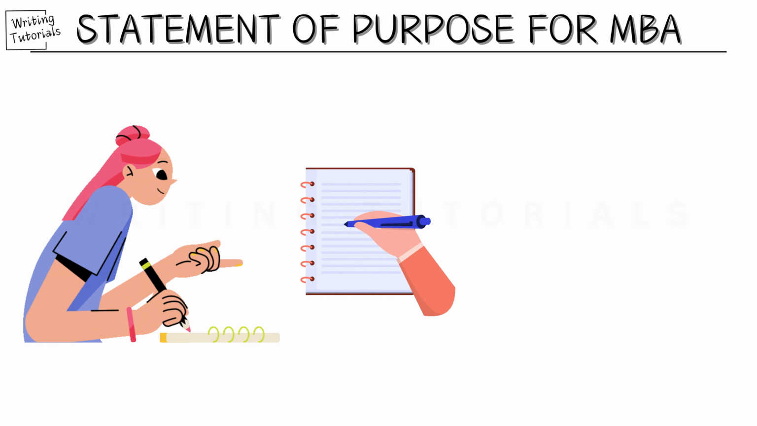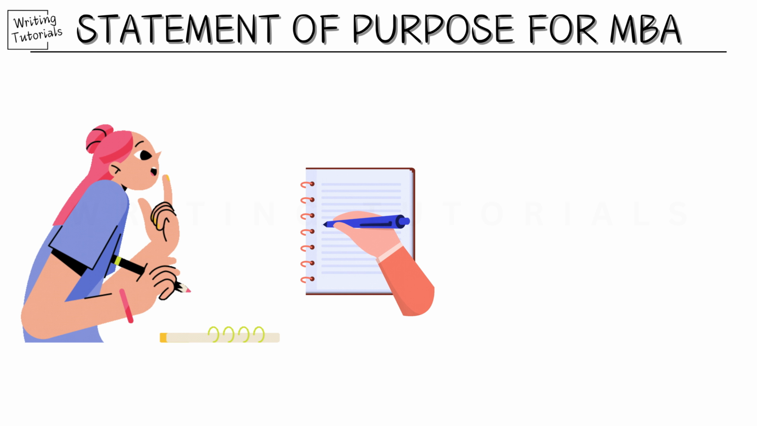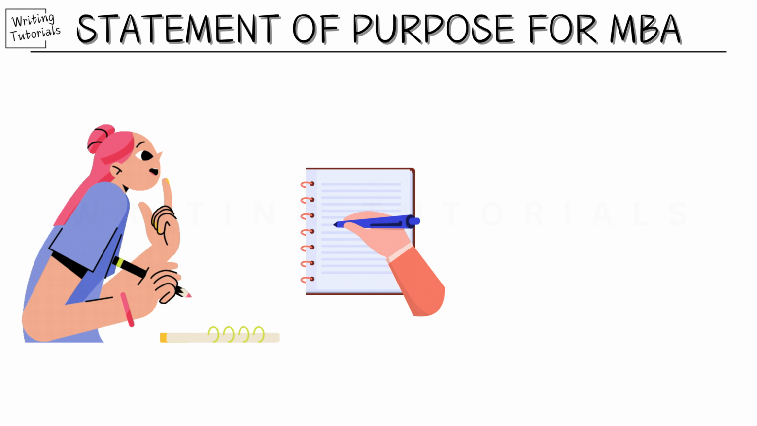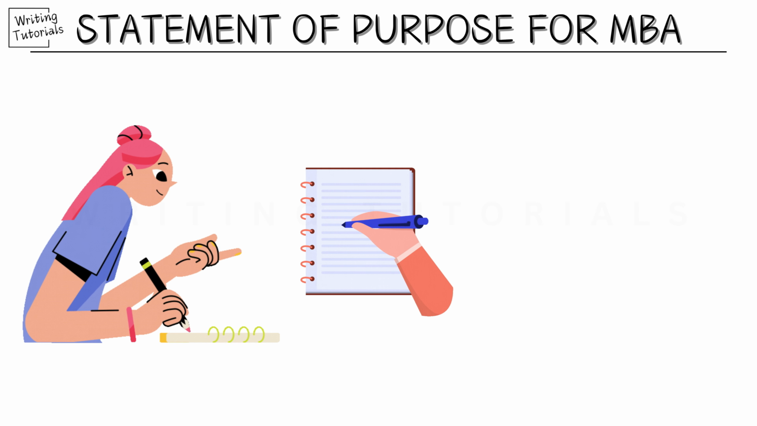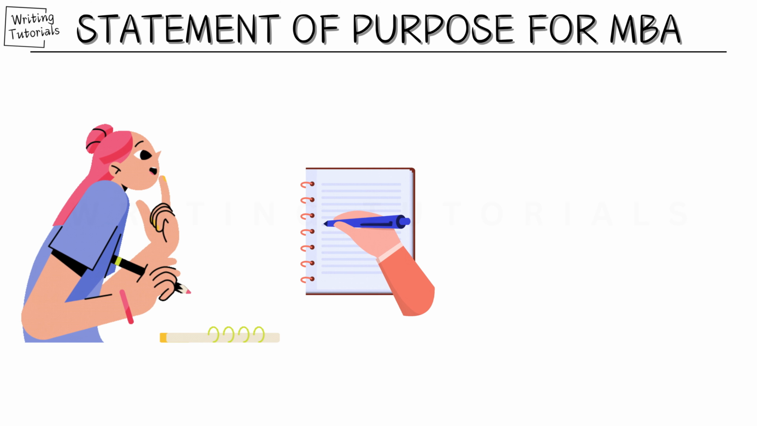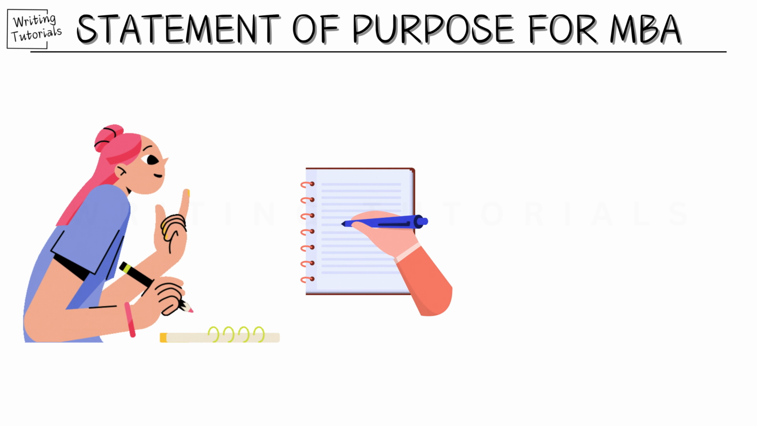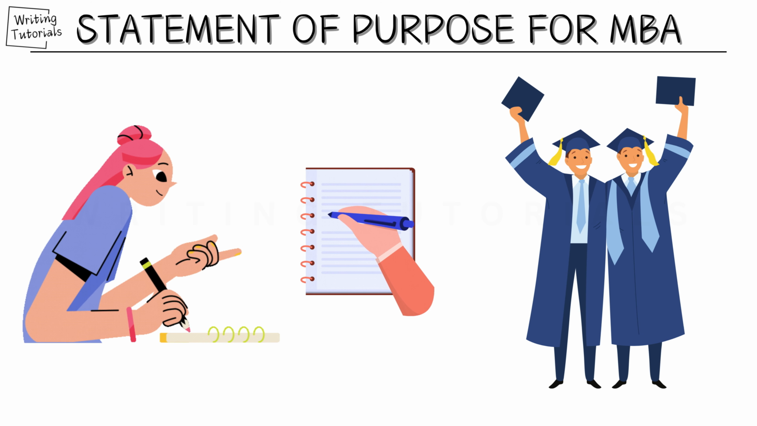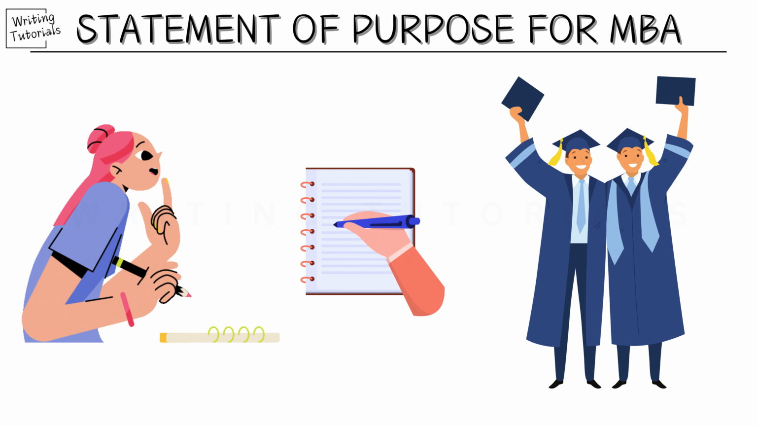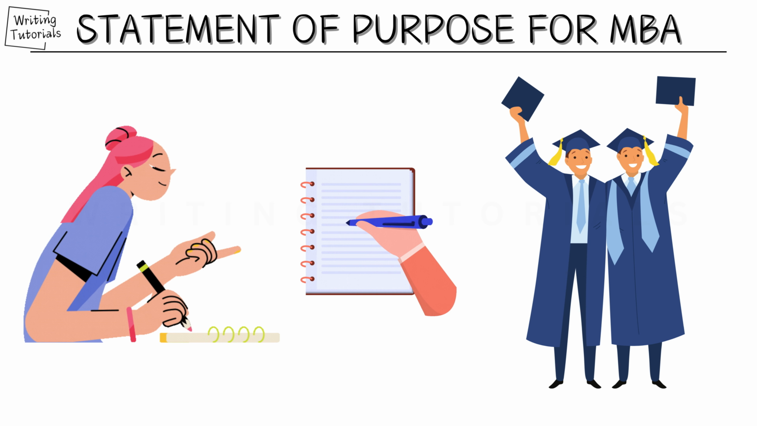A weak or generic SOP can hurt even a strong application, while a well-written one can immediately make you stand out. A statement of purpose, or SOP, is a formal essay submitted as part of a university application. For MBA programs, it explains your academic background, work experience, career goals, and reasons for pursuing the degree. Today, we're going to break down a winning MBA statement of purpose step by step so you understand exactly how to write one in a professional and convincing way.